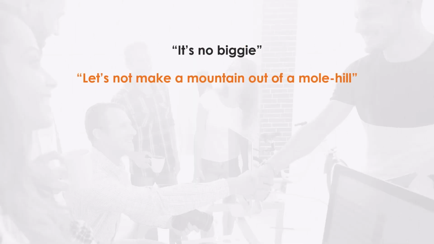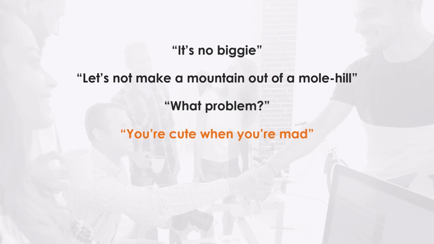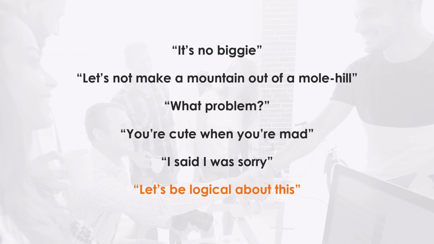And because they have a hard time dealing with emotional issues, their relationships aren't as deep. They don't disclose their true selves to other people, but seek to play it safe. Avoiders tend to be easygoing, independent, rational, more detached. In conflict, they say things like, it's no biggie. Let's not make a mountain out of a molehill. What problem? You're cute when you're mad. I said I was sorry. Let's be logical about this.